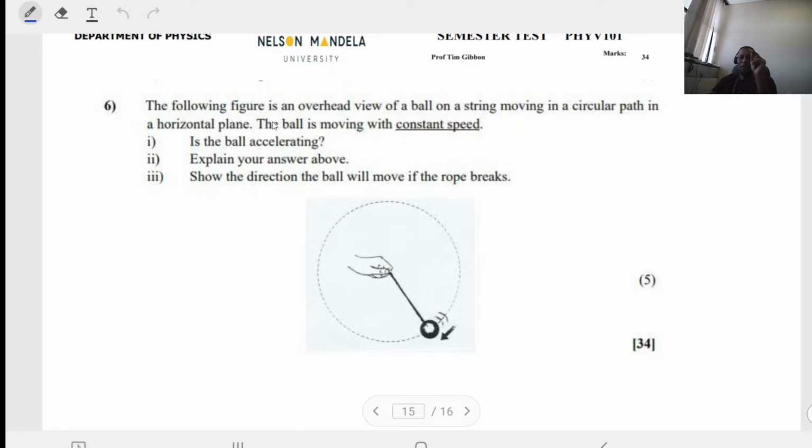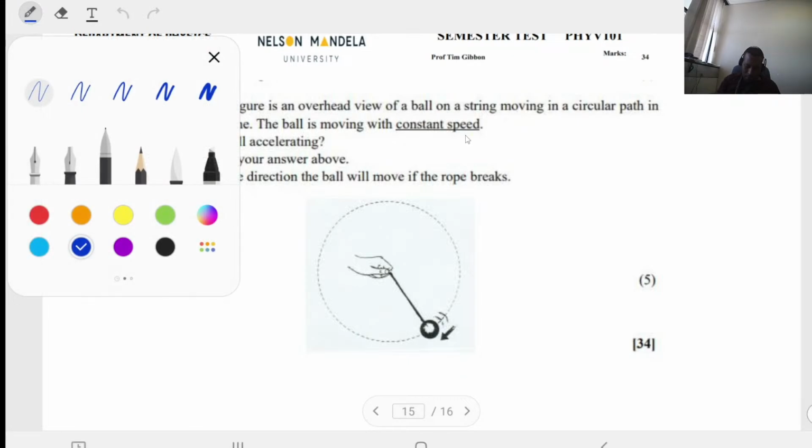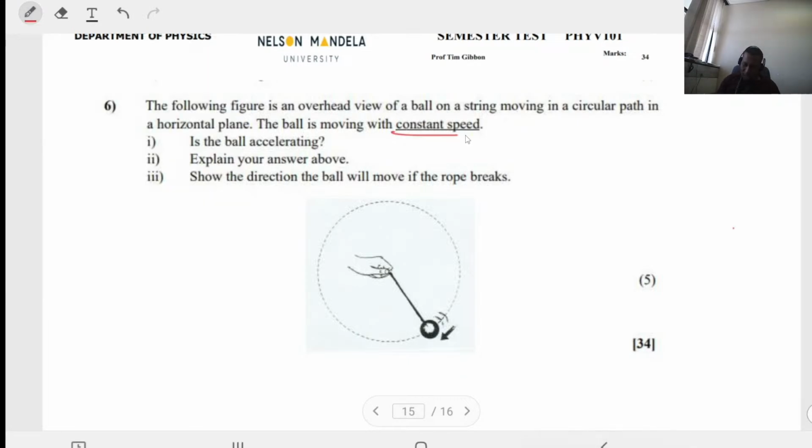The following figure is an overhead view of a ball on a string moving in a circular path. Think of it, you tie a ball by a string and then make it go in a circle above your head. You can't see on Teams, my video is only shared on YouTube. But basically you could imagine that you have a string and a ball at the end, and you rotate it above your head. In the overhead view you could see that the ball is moving with constant speed. Professor Tim, you see what it does to them? It says it's a constant speed.